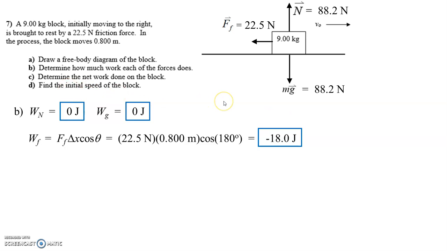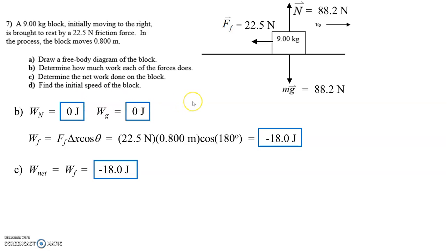All right, letter C, you want to find the net work. Well, it's for sure real easy. We got 0, 0, negative 18. That looks like negative 18 joules to me. And notice that since normal force and force of gravity aren't doing any work, the net work is just the work done by friction. That's not always going to be the case. That's just what happened here.